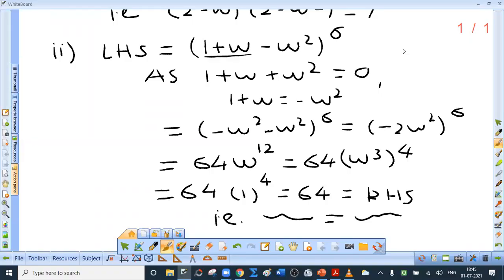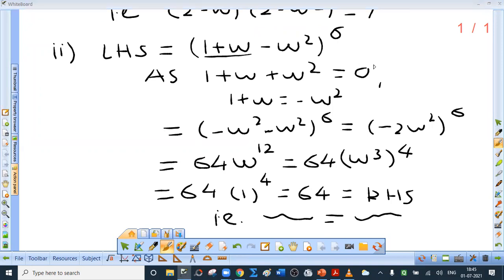Second, LHS: 1 plus omega minus omega square, raised to 6. Now 1 plus omega square equal to 0, so 1 plus omega is minus omega square. So this becomes minus 2 omega square raised to 6, minus 2 raised to 6. If the index is even, the answer is positive. So 64. What is omega square raised to 6?